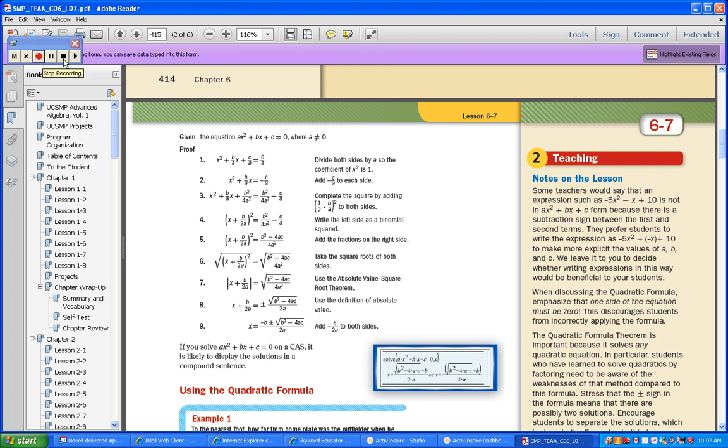Okay, so that's all I have on the notes for section 6-7, and we will work on quadratic formula when we come back to school. Thanks.